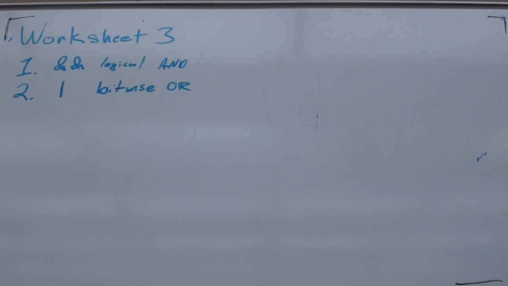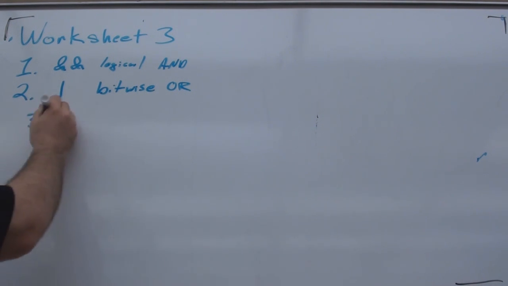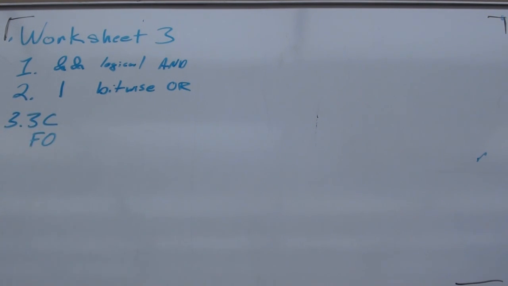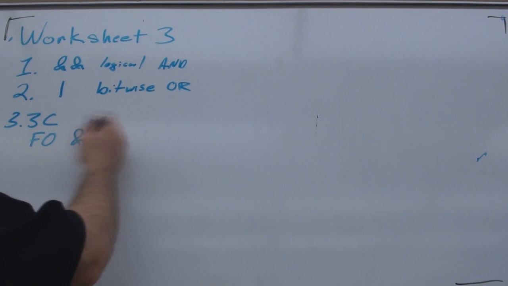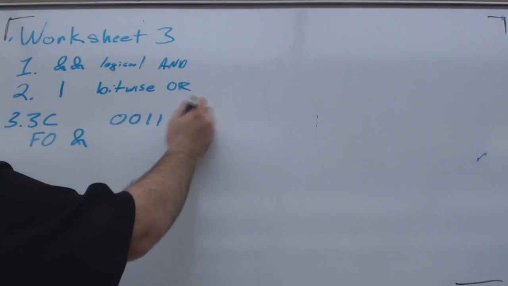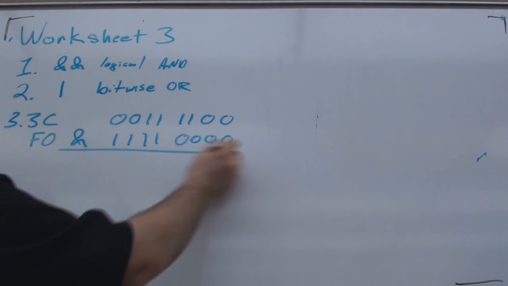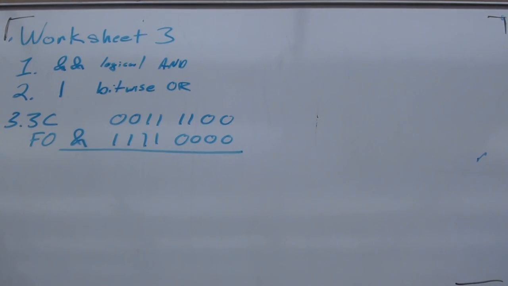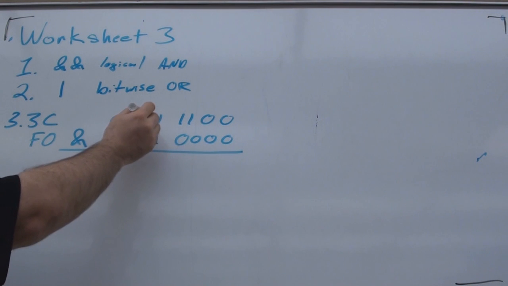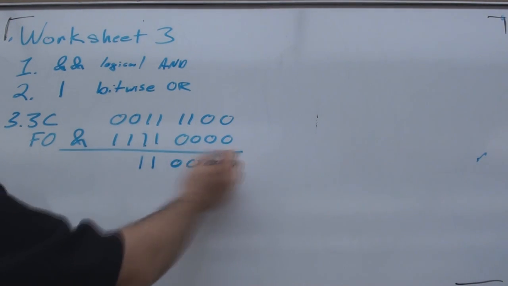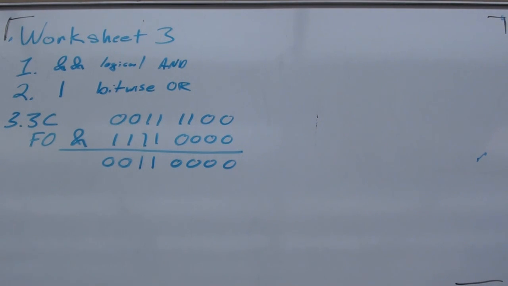And what is the result of a bitwise AND operation of 3C with F0? Number 3, 3C, F0, added together. So 3C is 0011 1100, F0 is 1111 0000. And when they're added together, when there's two ones, you get a 1 on the output. All other cases are going to be 0.